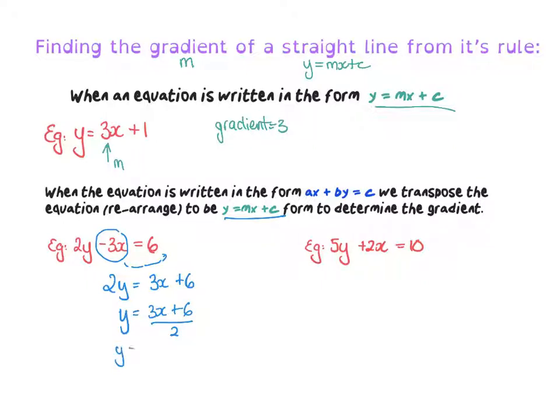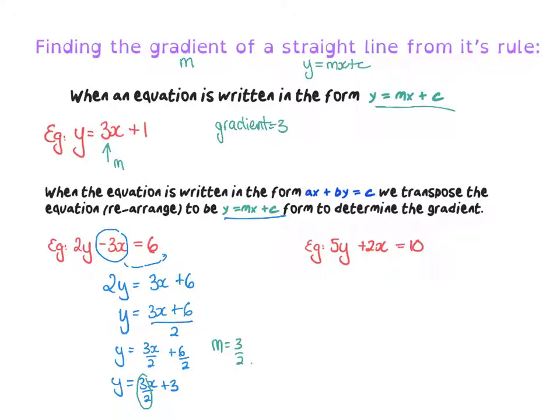Now I'm going to move the 2, which is then going to divide everything on the other side. So you can write it like that, or essentially it's like saying 3x over 2 plus 6 over 2. And we can simplify 6 over 2 to be 3. So now you're looking for the number in front of x, which is here. So you know the gradient for this one is 3 over 2. Alright, so let's do the next one.